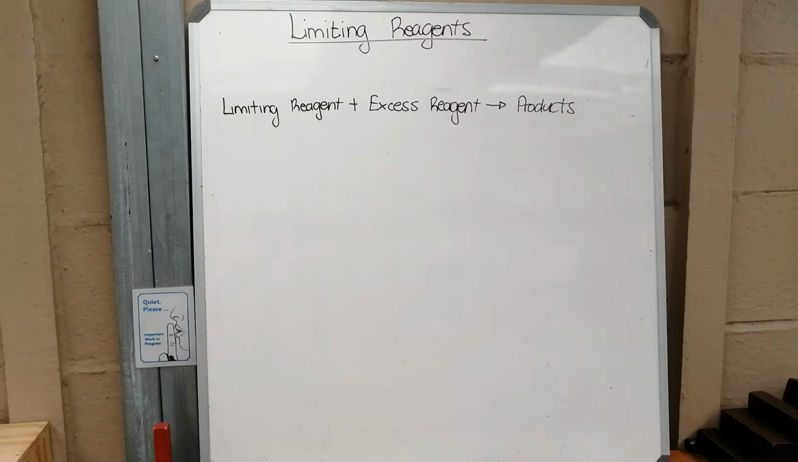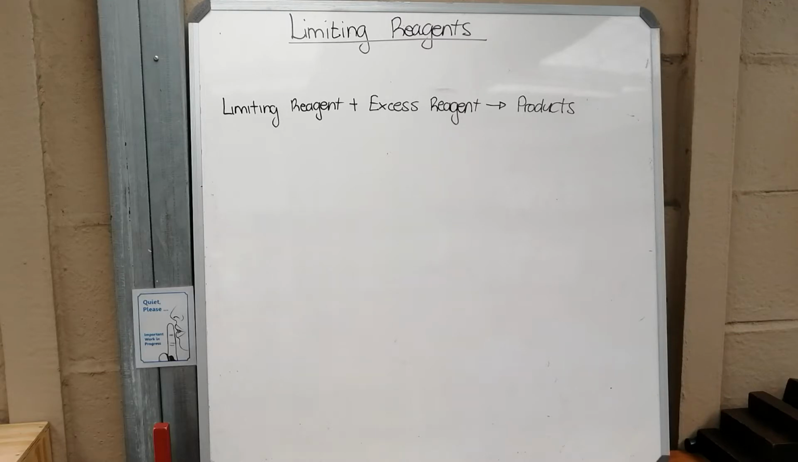Now in this section, you're going to see questions where they give you information about both of your reactants. And before you can figure out how much product will form, you need to figure out, well, which reactant will run out first, because that will dictate how much of your product forms.